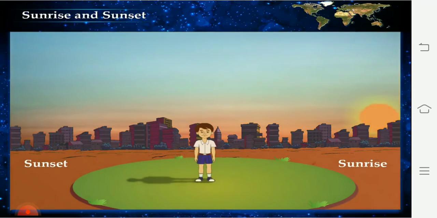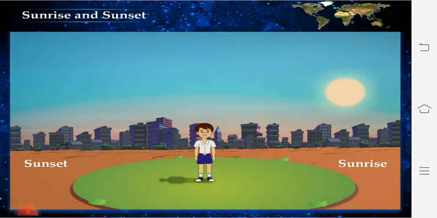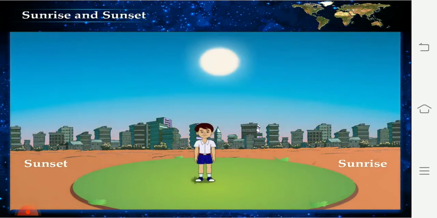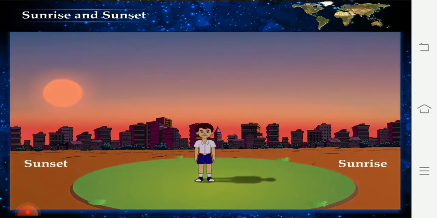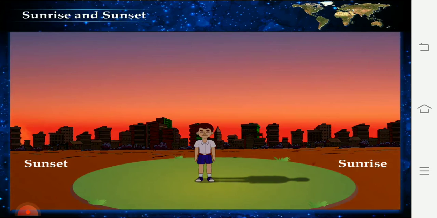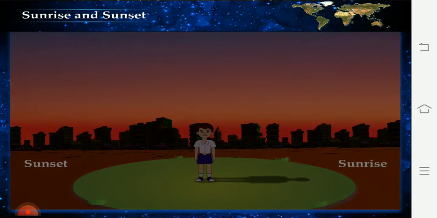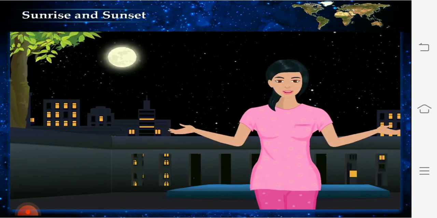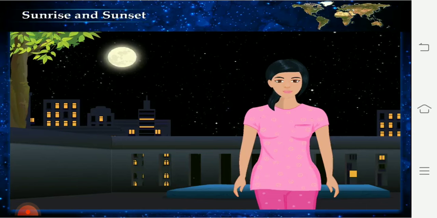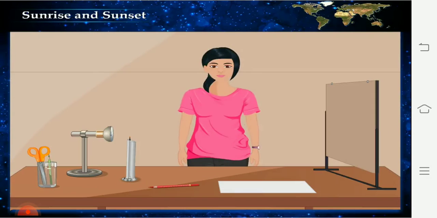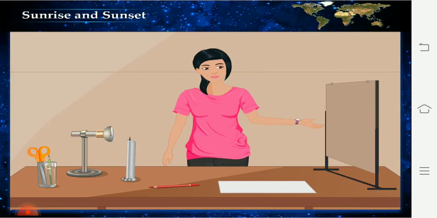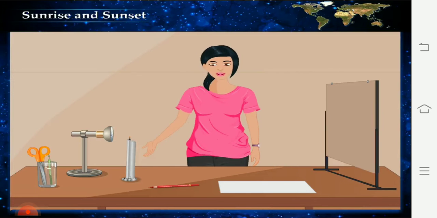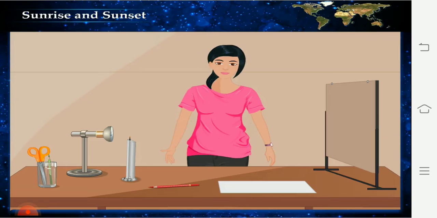If we observe the sunrise and sunset every day, we will notice that similar to their timings, even the location of sunrise and sunset on the horizon also changes. To understand the reason behind this phenomenon, let us do an experiment. For this, we require a table, a large white paper, a stand, a torch, a candle, and a pen.